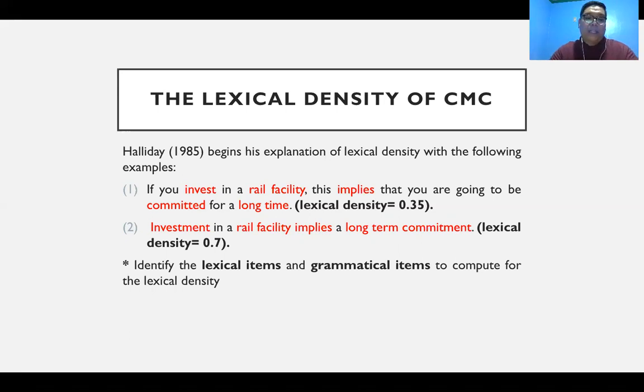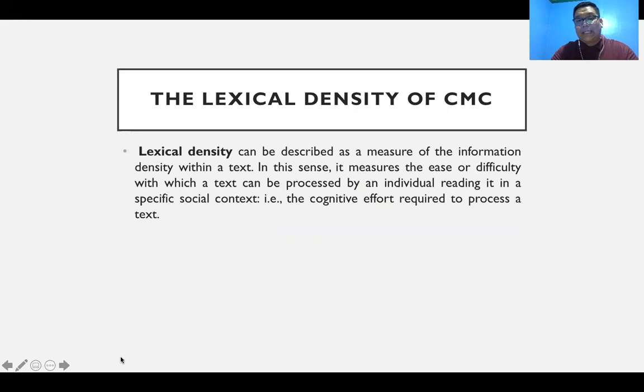"Investment in a rail facility implies a long-term commitment." That's discourse number 2. If you notice, it's the same process: count the lexical items, then divide by the number of grammatical items present in this discourse. Lexical density can be described as a measure of the information density within a text. That simply means that the denser the text is, the more information there is present in that discourse.